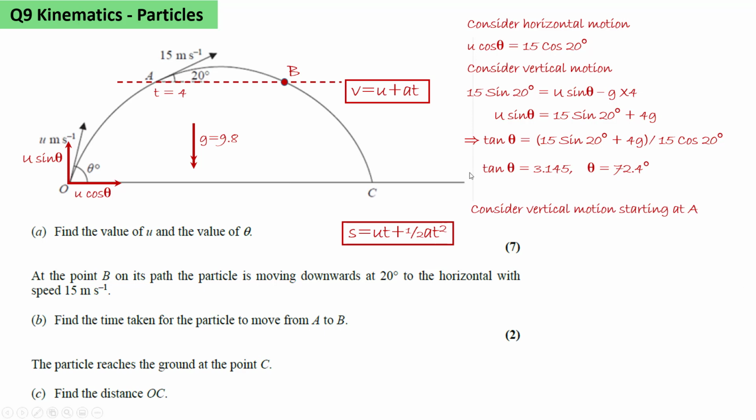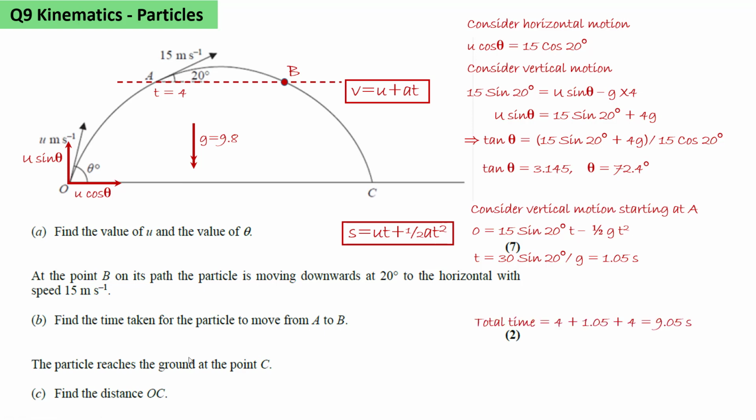Now, we've considered the motion starting at A, so the displacement vertically at B will be 0. So we have 0 equals the vertical velocity at A, 15 sine 20 times t, minus a half the acceleration g, t squared. We solve this and we find that t can either be 0, which is the point when it's at A, or it could be 1.05, which is the time it takes to travel to B.